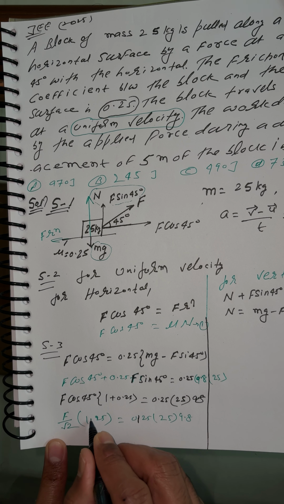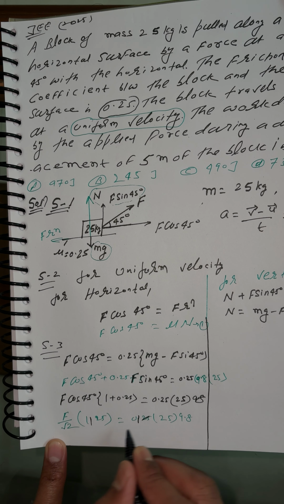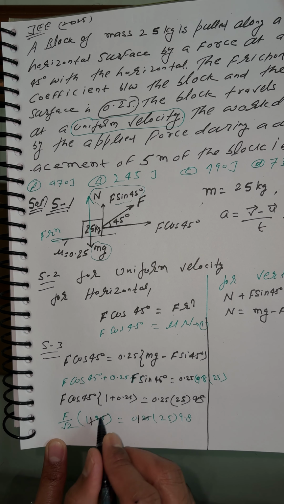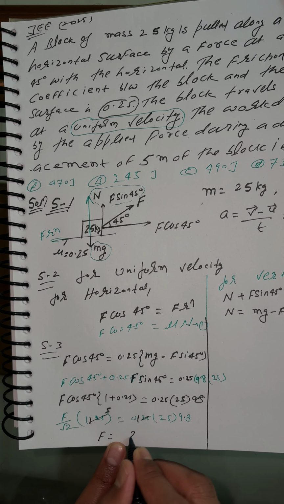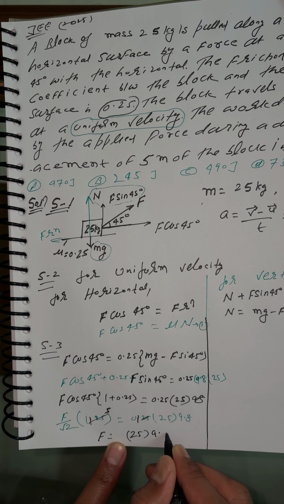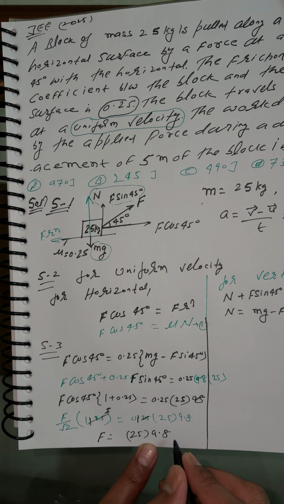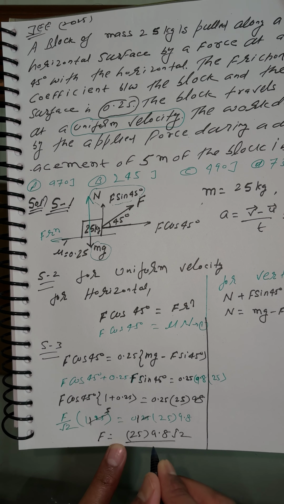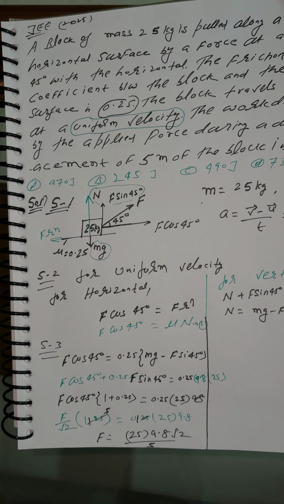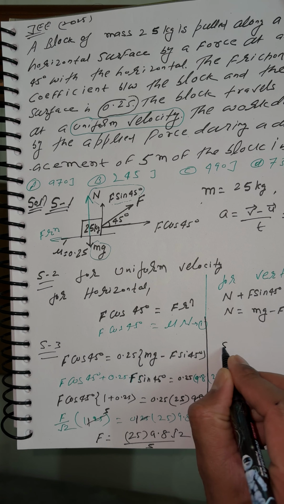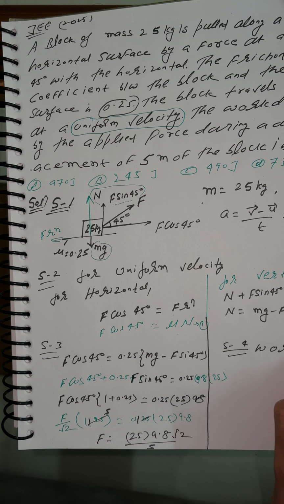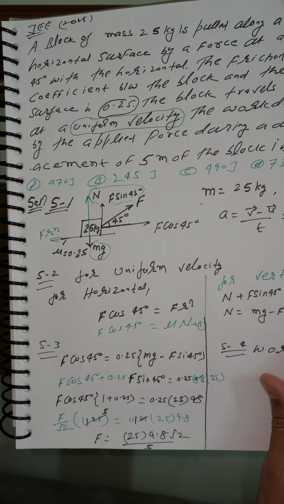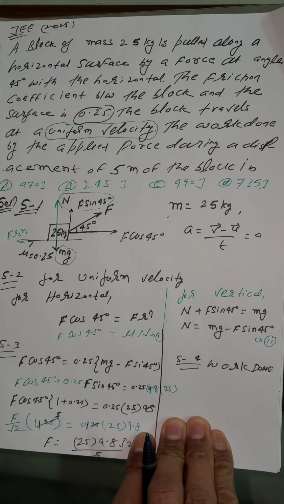You can see this decimal cancels out. 25, I can say this remains 5, student. So you can get finally F is equal to 25 into 9.8 into root 2 upon 5. But you want to find the work done. So students, this is step 4 and which is the last. It is the calculation of work done.